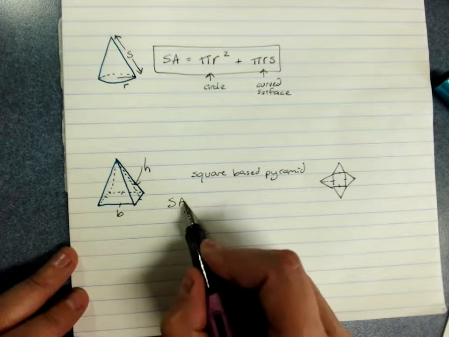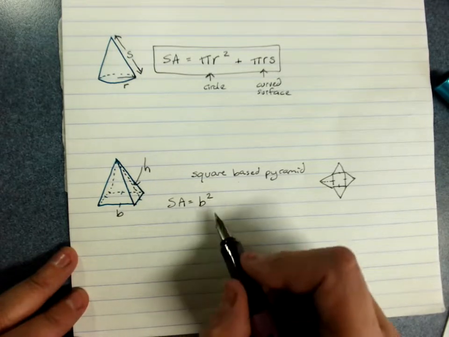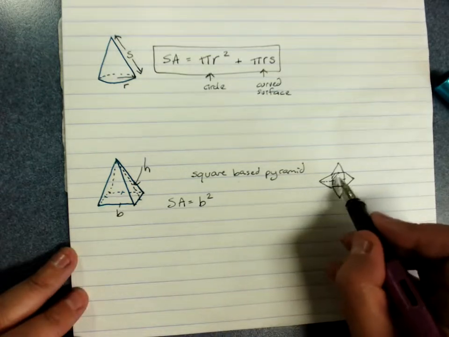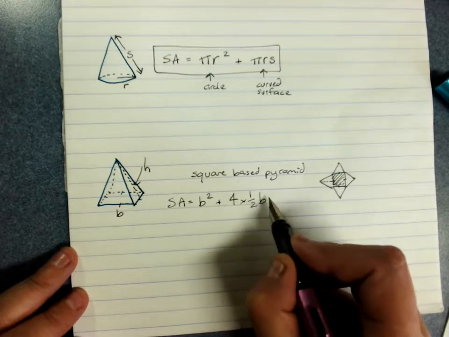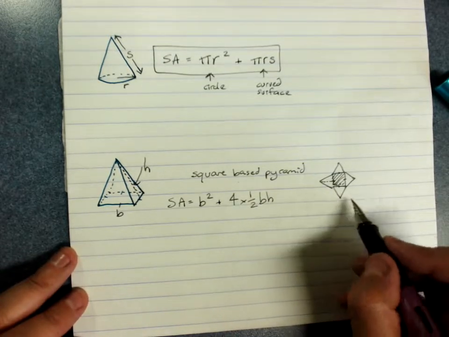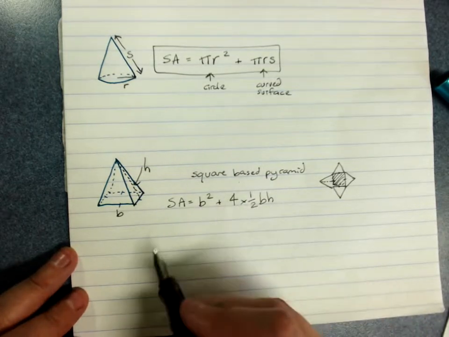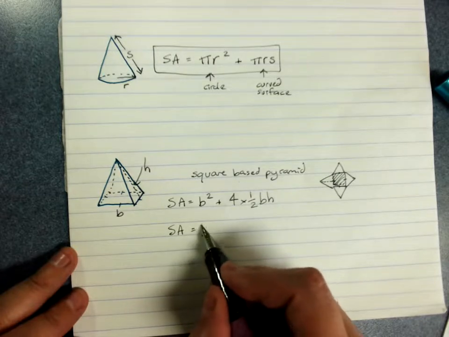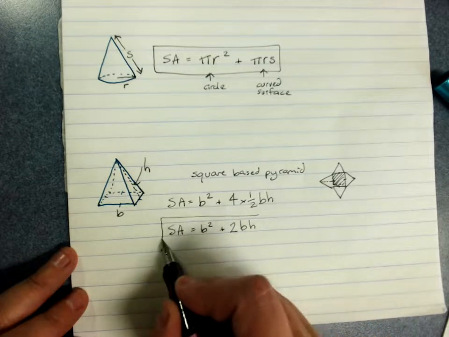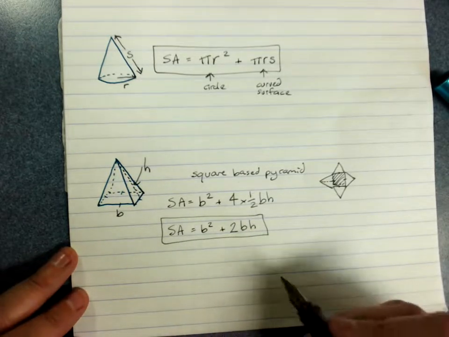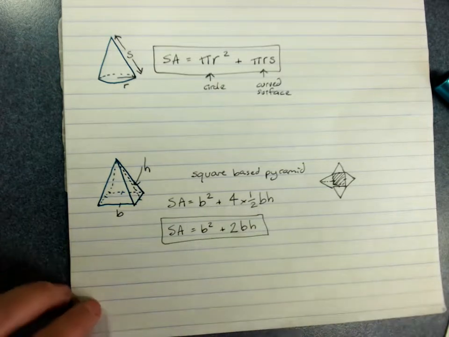So it makes sense that our surface area has the base squared to give us that square area, plus 4 times half base times height, which gives us the triangles. And obviously 4 times a half is 2, so if you prefer to use base squared plus 2 base times height, that will get you the surface area of a square-based pyramid. If you prefer, you're quite welcome to use this version.